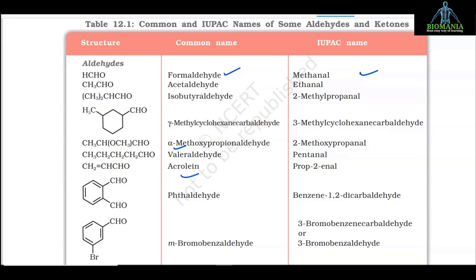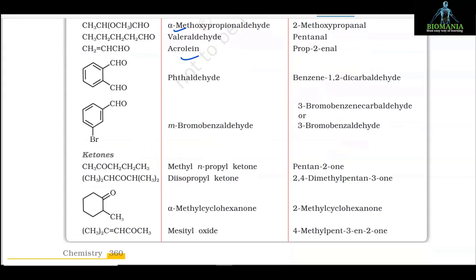Then after acrolein, that is prop-2-enal, then after phthalaldehyde, this is benzene-1,2-dicarbaldehyde. m-Bromobenzaldehyde has the IUPAC name 3-bromobenzenecarbaldehyde or 3-bromobenzaldehyde.